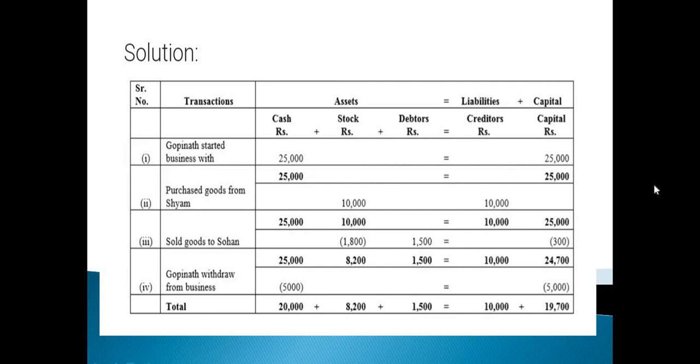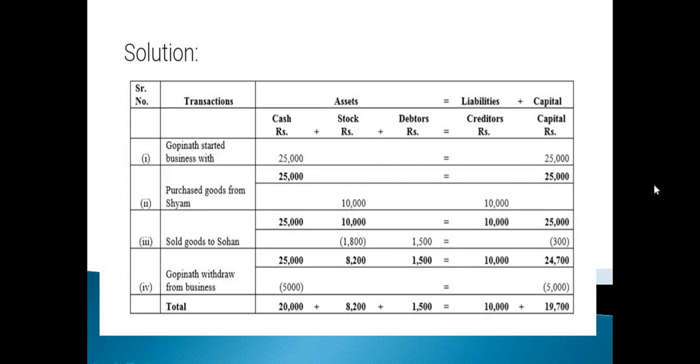Then the second transaction says purchase goods from Sham. Remember here, in this case, the goods will be purchased on credit. Since goods have been purchased, under the asset side, stock will be rupees 10,000, and on the liability side, creditors will appear for rupees 10,000. Again here the accounting equation should be equal. So 25,000 plus 10,000 under the asset side will be 35,000. Also the liabilities plus capital will be 35,000.